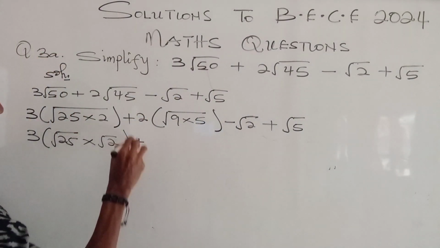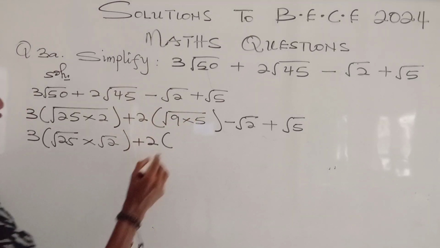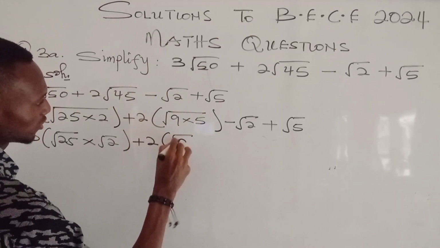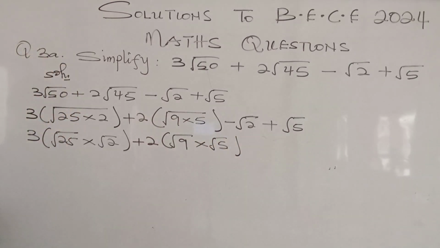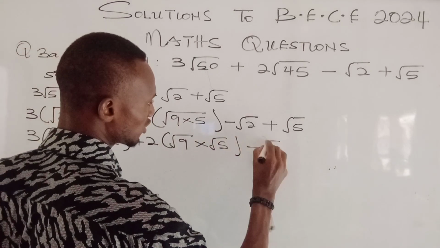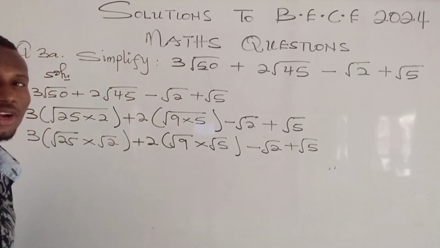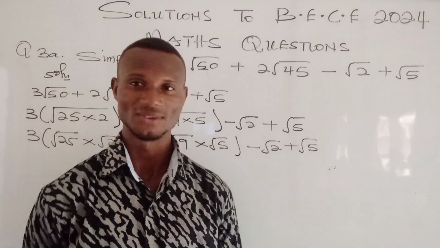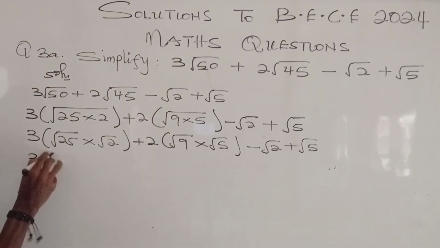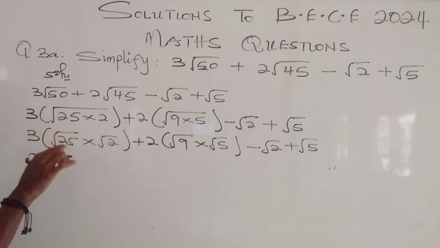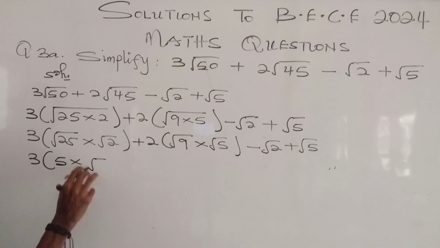Then I'll bring my plus 2, which is here, multiplying the square root of 9 times 5 also. I can write it as square root of 9 times square root of 5. Then you close your bracket. Then you bring your minus root 2 plus the root 5. I hope you understand up to this point. Okay, so let's go ahead and simplify further. So I'm going to repeat my 3, which is here, bring my bracket. Square root of 25 is 5, so I'm going to write my 5 times the root 2.